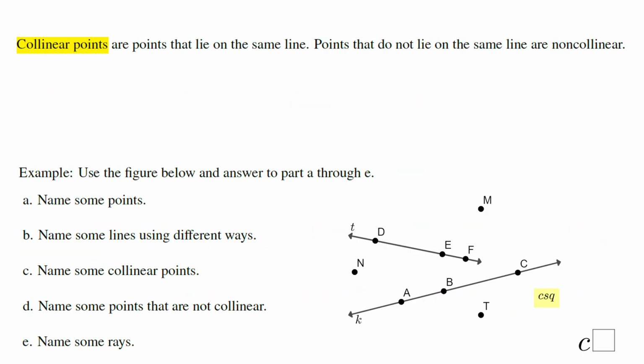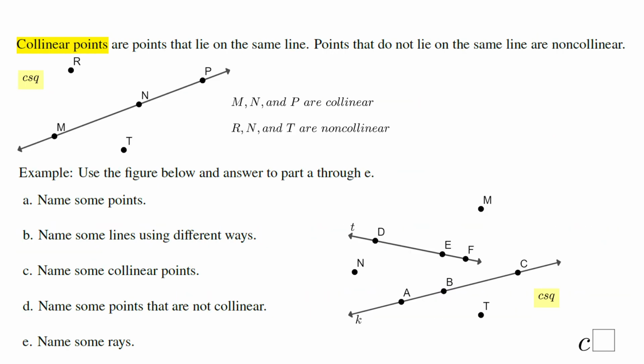Collinear points are points that are on the same line. You see here a good example. Points M, N, and P. These 3 points are on this line. R, N, and T are not on the same line. We can see that they are non-collinear.